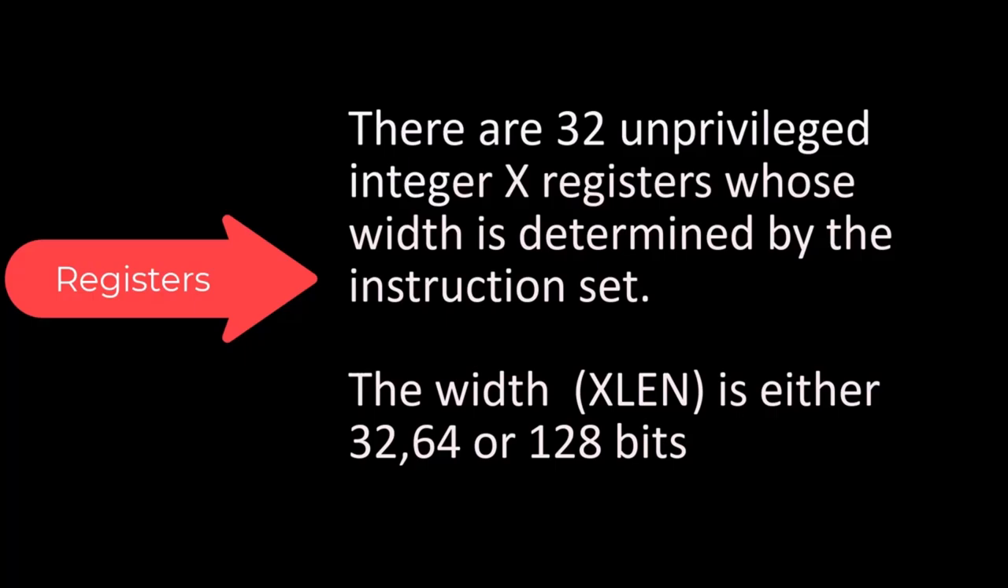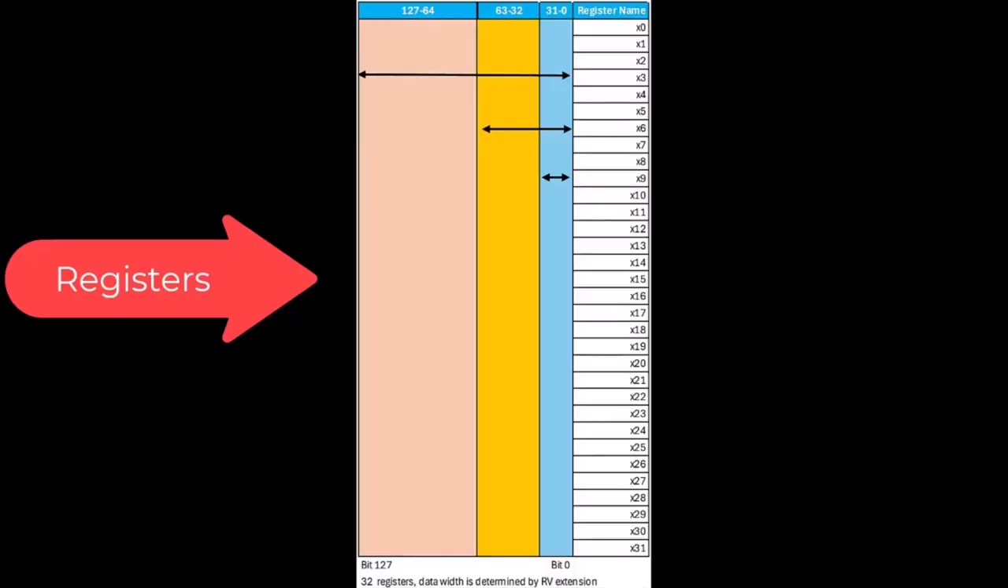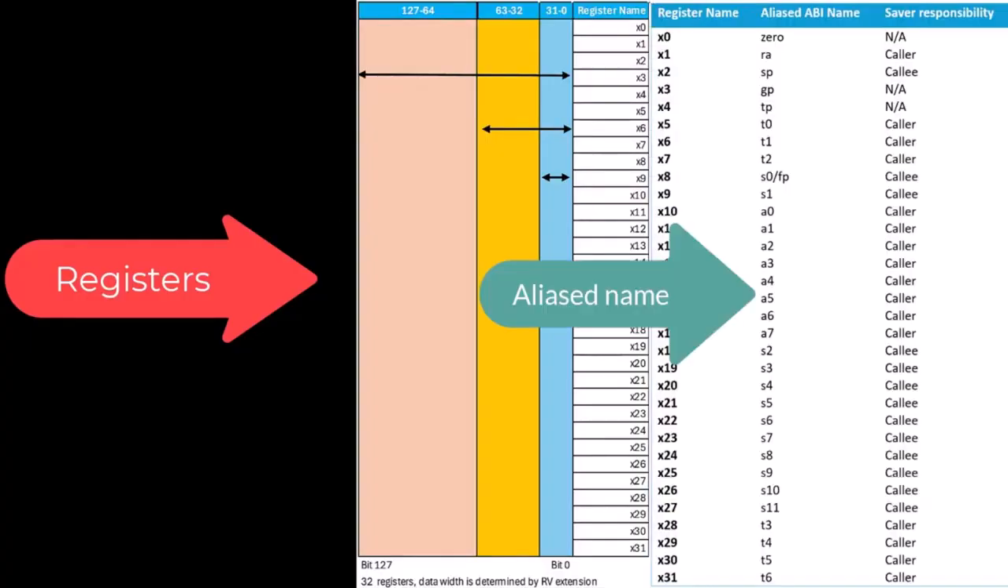There are 32 unprivileged integer X registers whose width is determined by the instruction set, which is either 32, 64 or 128 bits. As mentioned earlier, the registers have alias names which reflect their usage, such as X1, known as the RA register, which holds the return address. The alias names are referred to as the application binary interface, ABI, register names. Even though the registers are general purpose, the alias name function should be respected.